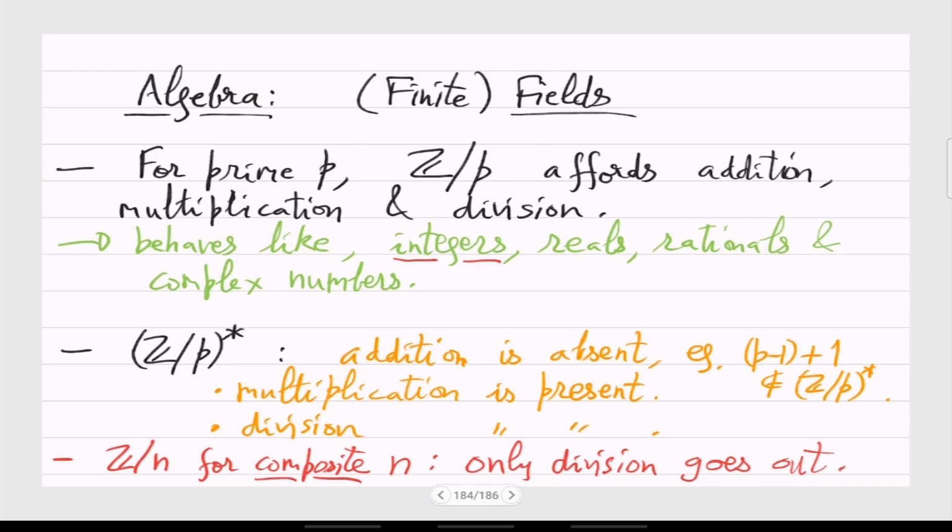And z/p star is a set which has many things missing. You cannot add, actually only addition is missing. You cannot add, but you can multiply and divide. In z/p star, can you negate? Can you multiply by minus 1? You can negate because multiplication is present, right? So for a there is also minus a, but the problem is that you cannot sum, because that is 0 which is absent.